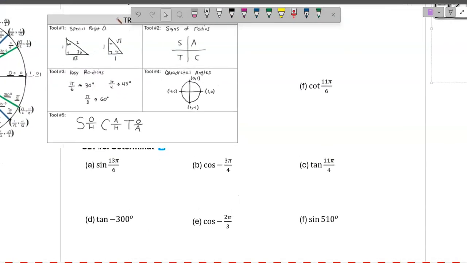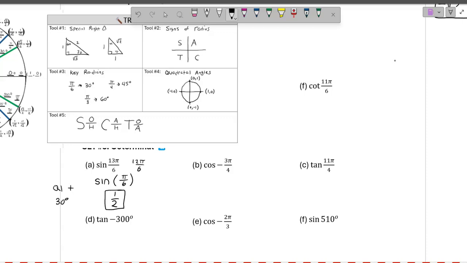All right, so 13 pi over 6. Right away, I'm going to subtract 12 pi over 6 from it. That's my 2 pi. And recognize that this is just the same thing as sine of pi over 6. And that's nice because that's going to tell me that we're in quadrant 1, which is positive. And we have a reference angle here of 30 degrees. So we're just going to take the sine of 30, quite literally. The answer for this first one is 1/2.